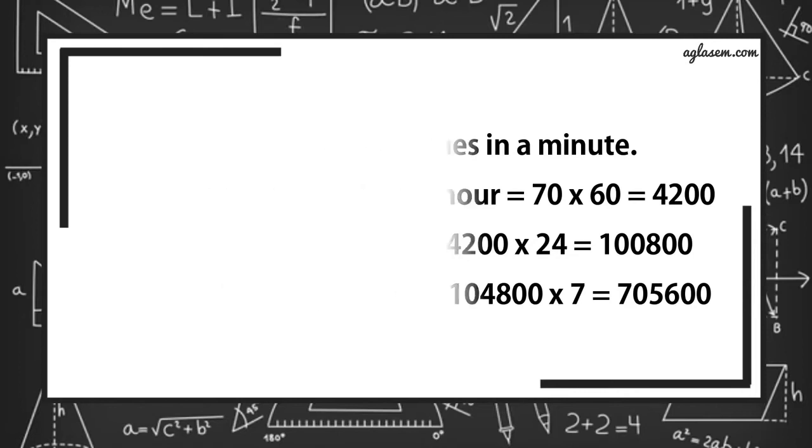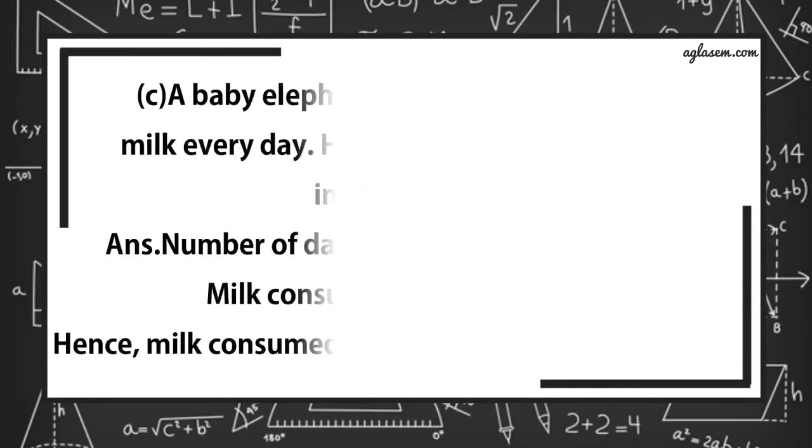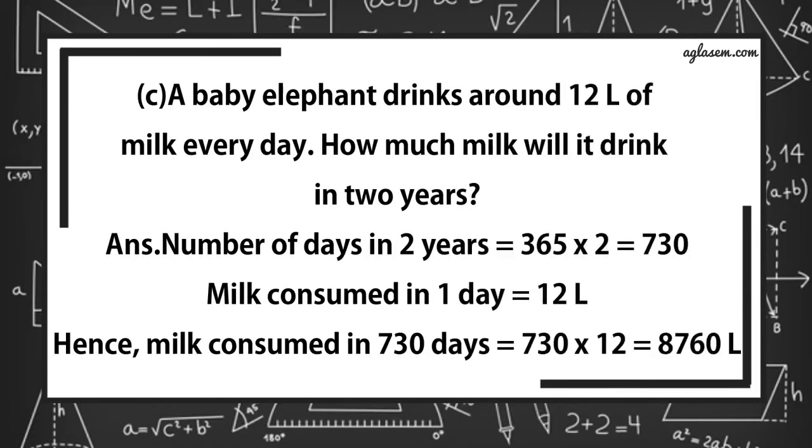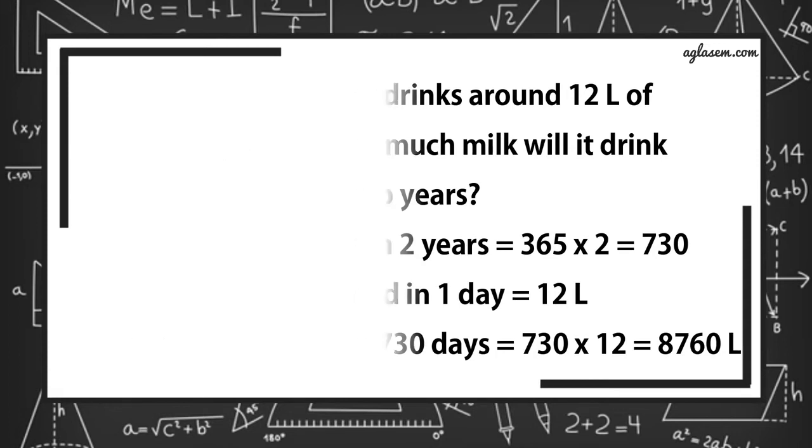Further, third part says, a baby elephant drinks around 12 liters of milk every day. How much milk will it drink in 2 years? Answer is, number of days in 2 years, that is 365 into 2, that will give you 730. Further, milk consumed in 1 day is 12 liters. Hence, milk consumed in 730 days will be 730 into 12, that will give you 8760 liters.